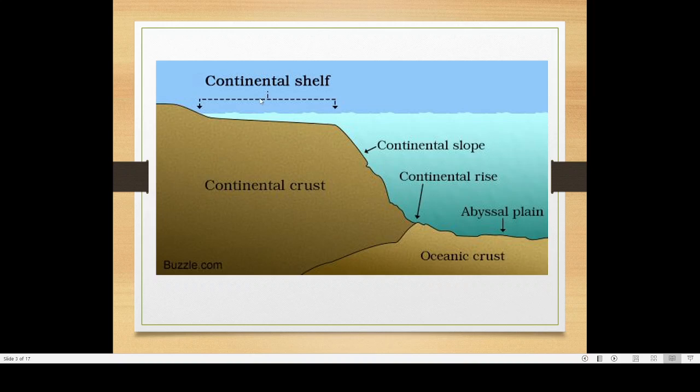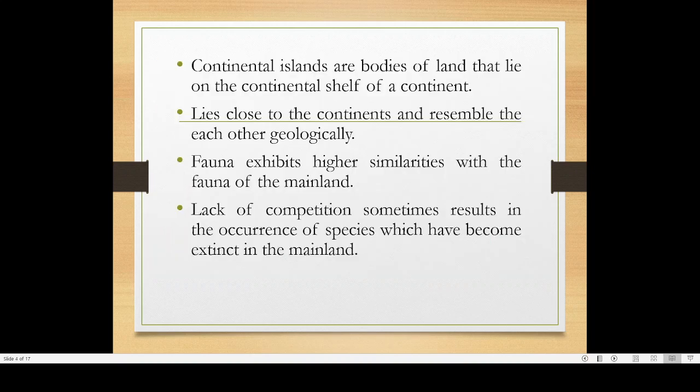Those islands which are situated on this continental shelf are known as continental islands. So continental islands are bodies of land that lie on the continental shelf of a continent. That is an important point. Second, they lie close to the continent. Another thing is that they resemble each other geologically.